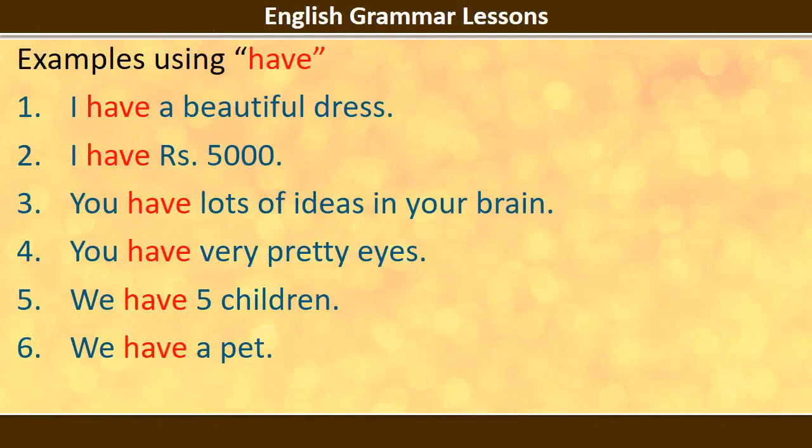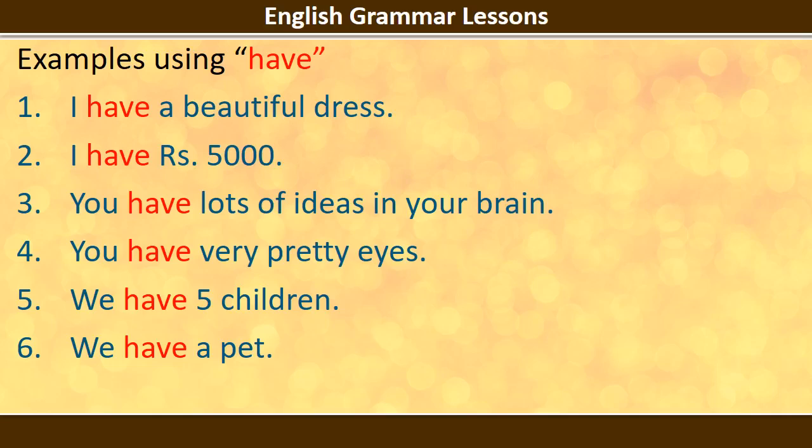Here there are some of the example sentences for have. I have a beautiful dress. Here there is an exceptional case, that is I is a singular even though we are using have. I have 5,000 rupees. Okay, you have lots of ideas in your brain. You is also an exceptional case. It is a singular even though we are using have. You have very pretty eyes.